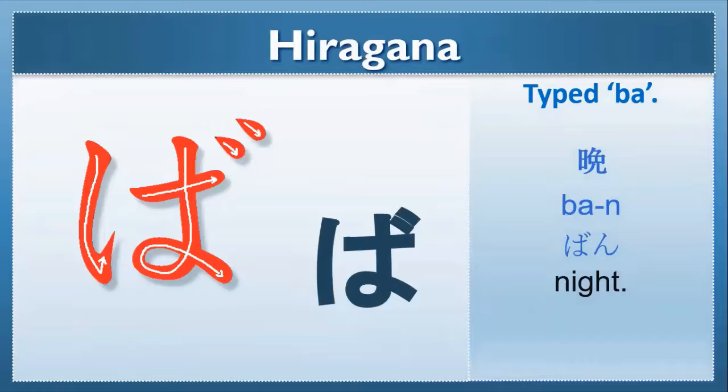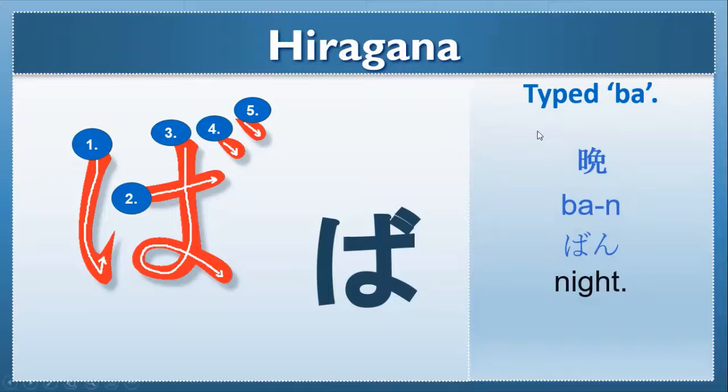Now let us go to the next hiragana, the dakuten ones. This is ha. But when we put the two dots, it becomes ば, ba. Ba is typed ba. Ba as in ばん, ban. Ban is night.